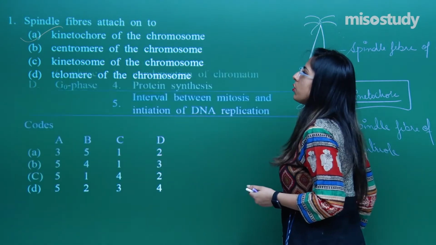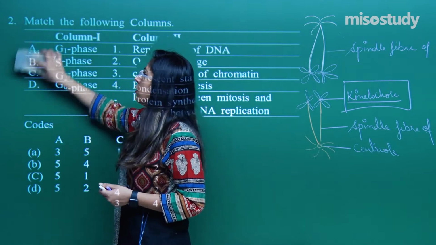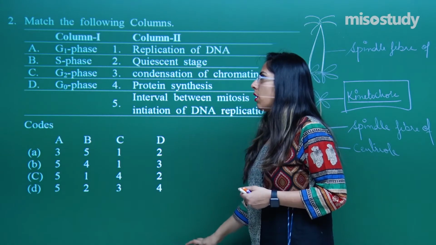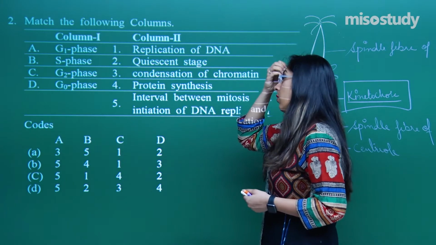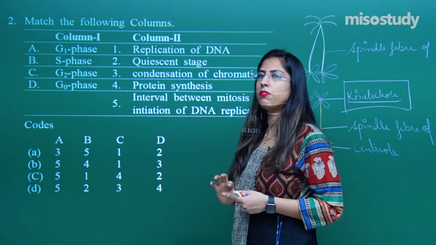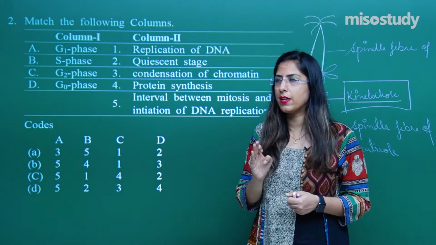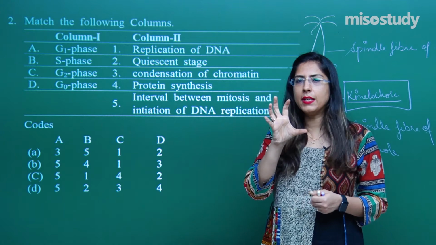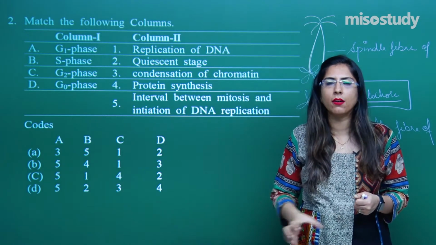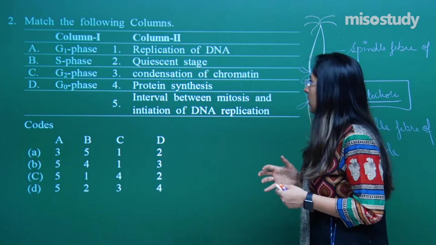Let's look at the second question. In this question, I have tried to incorporate the different phases of the cell cycle. Let's match column 1 and column 2. In column 1, the G1, S, G2 and G0 phases are there. Let's start with the G1 phase. G1 phase is a starting phase. That means it is the phase in which the cell has already completed one mitosis, and now it has to enter into the second mitosis cycle.